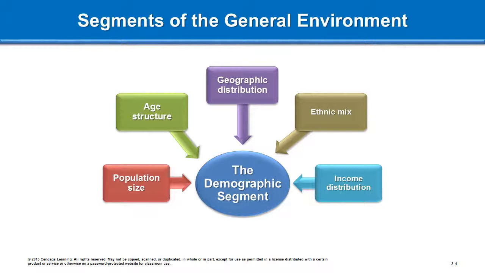Income distribution. Changes in income distribution are important because changes in the levels of individual and group purchasing power and discretionary income often result in changes in spending and saving patterns. Tracking, forecasting, and assessing changes in income patterns may identify new opportunities for the firms.